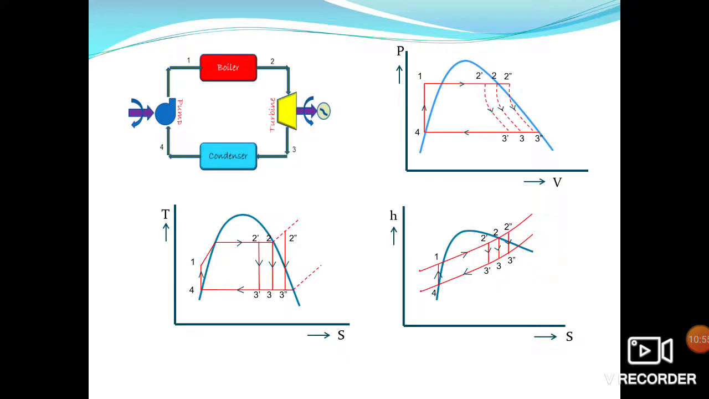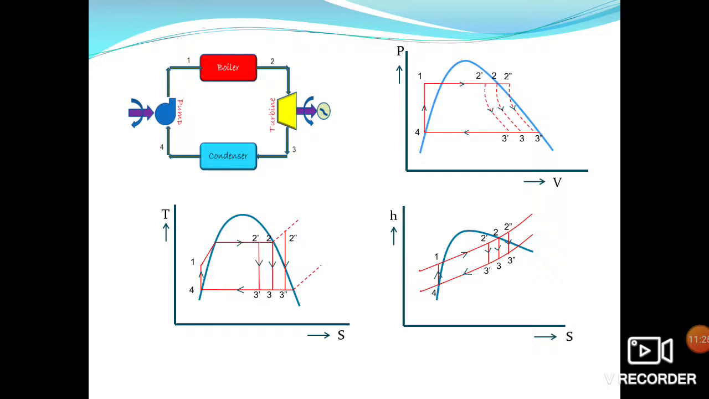In the turbine, it expands isentropically, that is at constant entropy. The expansion process generates mechanical work by rotating the shaft of the turbine. The expansion process is shown in the PV diagram by a curve. You can see here a curve. But since it is at constant entropy, it will be a straight line in the TS diagram.